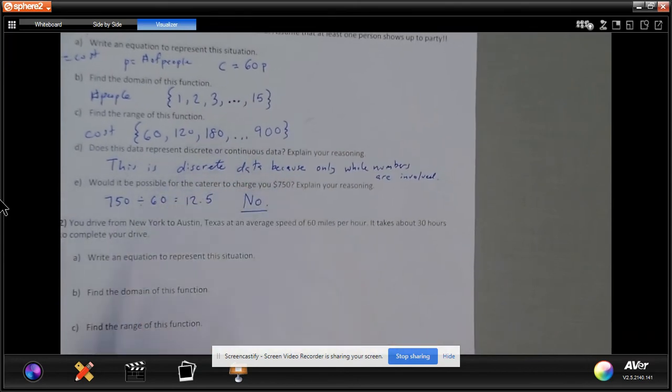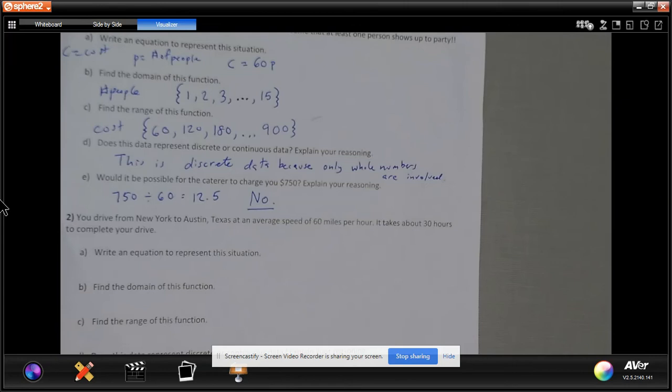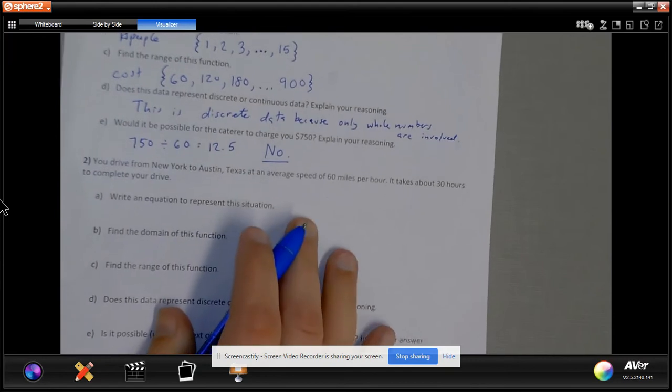And the reasoning is right there, right? If you invited 12 and a half people, it would cost $750, but obviously you're not going to invite 12 and a half people, or 12 and a half people are not going to come to the party. All right, and that is number one.